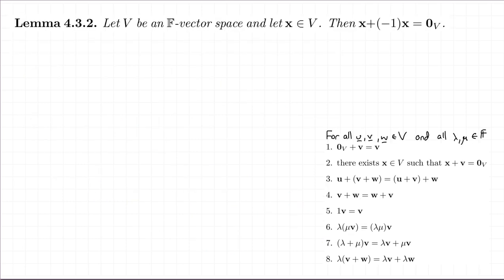Let's do one more, which says that if you've got a vector space V and an element x of V, then if you add x to minus 1 times x, that's the 0 vector. So it's saying that in order to get the additive inverse of a vector, you can just multiply that vector by minus 1. Now, nothing in the axioms immediately guarantees that, but we can prove it using the axioms. So let's see how we might do this.